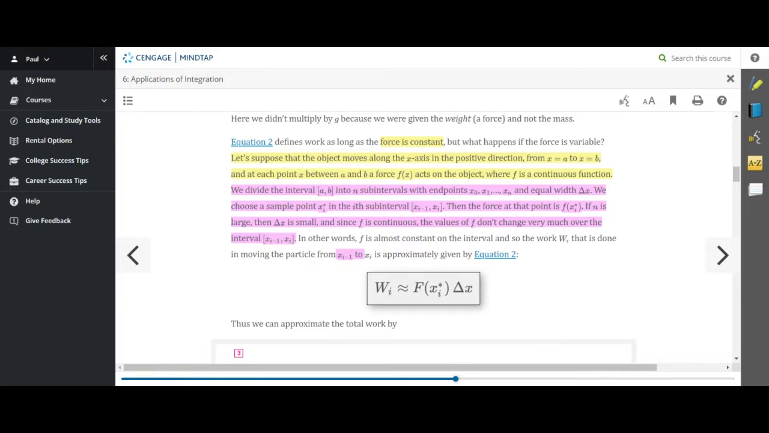But then, are there any questions on that? How the work over the ith subinterval, w sub i, is approximately equal to the force over the ith subinterval, f of x sub i, times delta x, which is the distance of the subinterval. Are we okay on that?